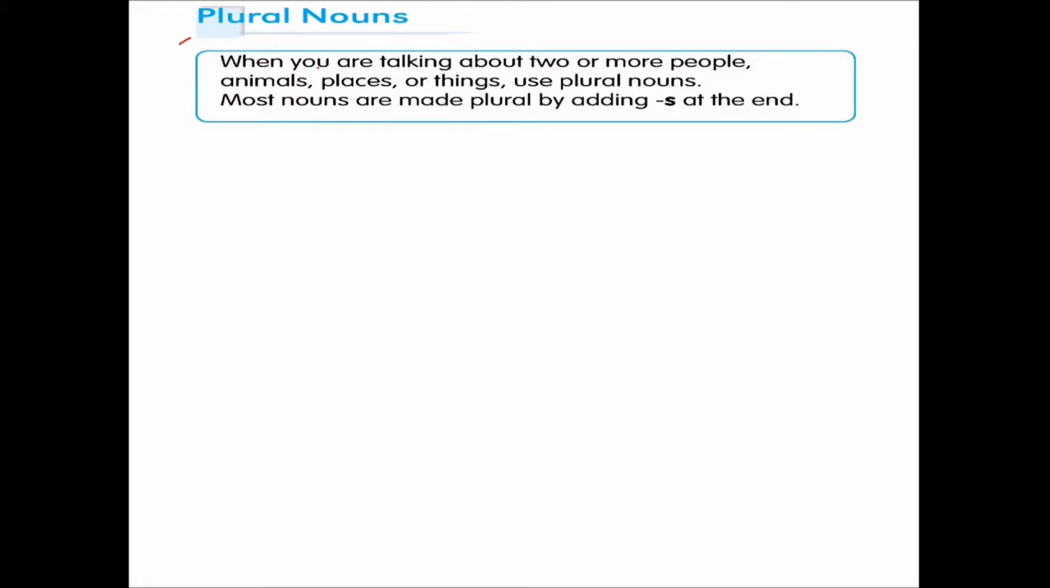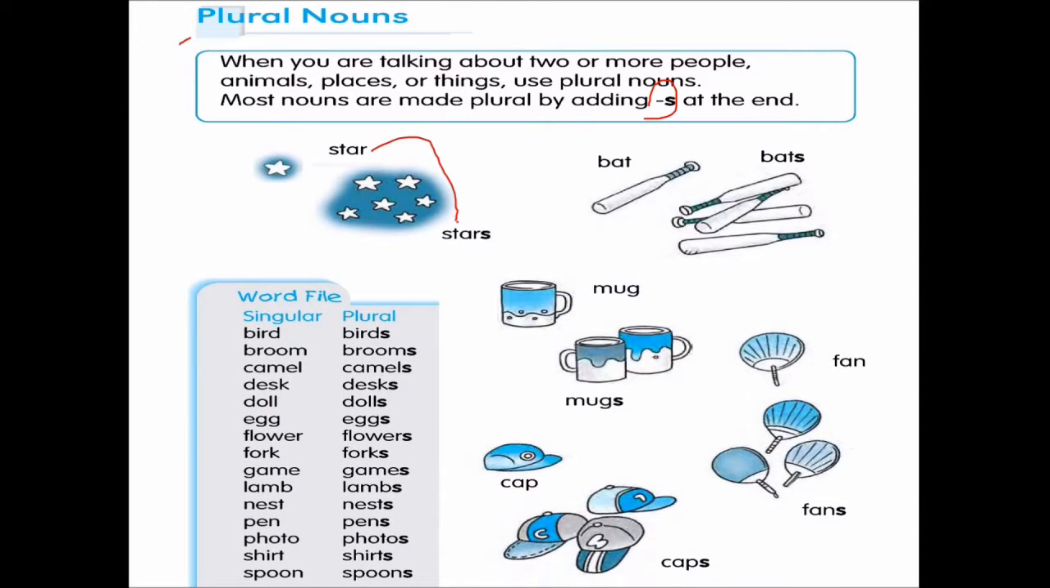Plural nouns. When you are talking about two or more people, animals, things, places, you use plural nouns. So most nouns are made plural by adding S at the end. How? Star will become stars, bat will become bats, mug will become mugs, fan will become fans, cap will become caps. So bird, birds, groom, grooms, camel, camels, desk, desks, doll, dolls, egg, eggs, flower, flowers, fork, forks, game, games, lamb, lambs, nest, nests, pen to pens, photo to photos, shirt, plural will be shirts, and spoon will be spoons.